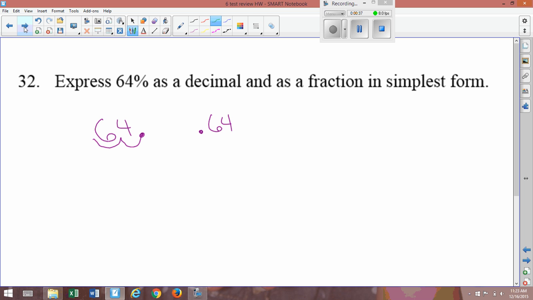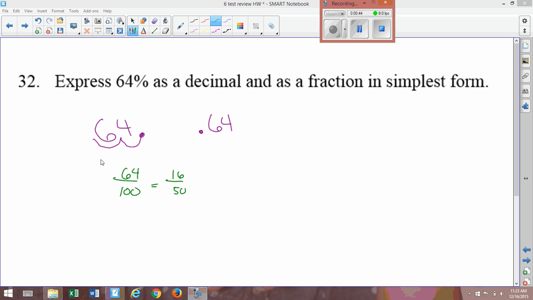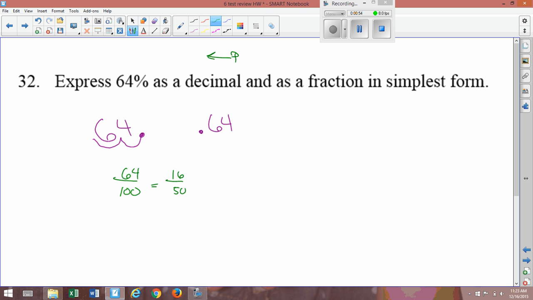Express 64% as a decimal and as a fraction in simplest form. I'm going to pause it real quick. We're going to move the decimal over 2 places to the left, because we're going from percents to decimals, so we're going to the left in the alphabet. You get 0.64. The other way to do this is to have 64 over 100, which reduces down to 16/25ths. Those are the two answers.